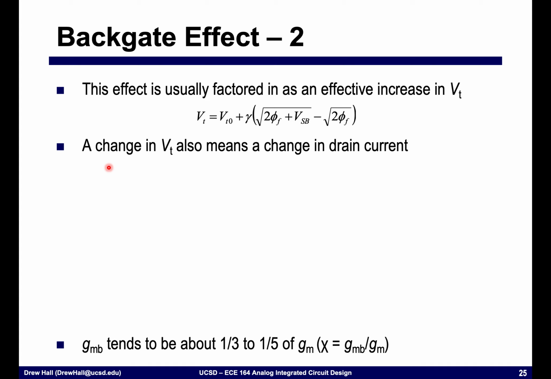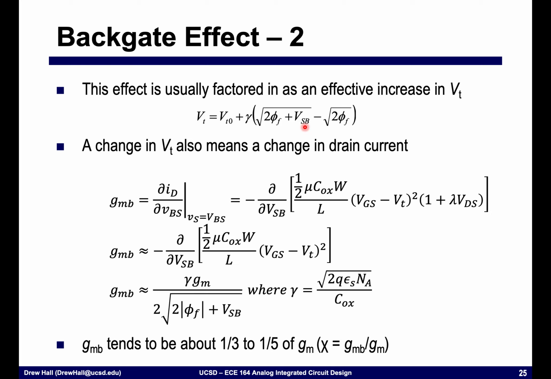And so the way that we would model this is by a change in the threshold voltage, or a change in VT, where we can write that the threshold voltage is equal to the threshold voltage with 0 voltage applied times gamma, a technology parameter, the work function, and the source to body voltage. However, if you think about this for a second, a change in VT for a fixed VGS also looks like a change in the drain current.